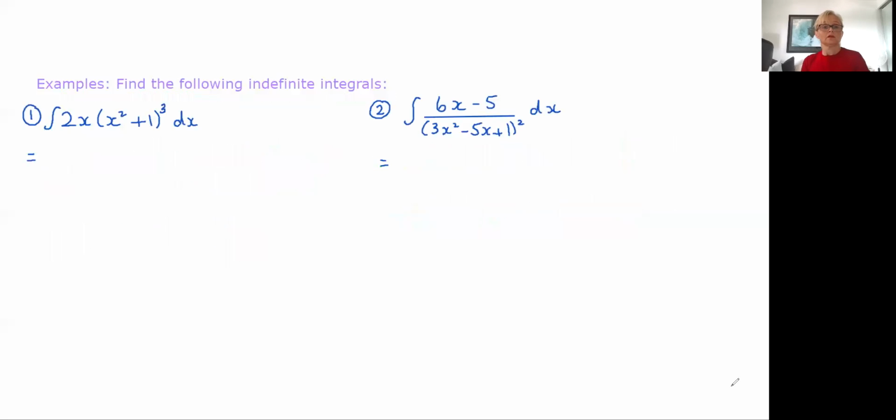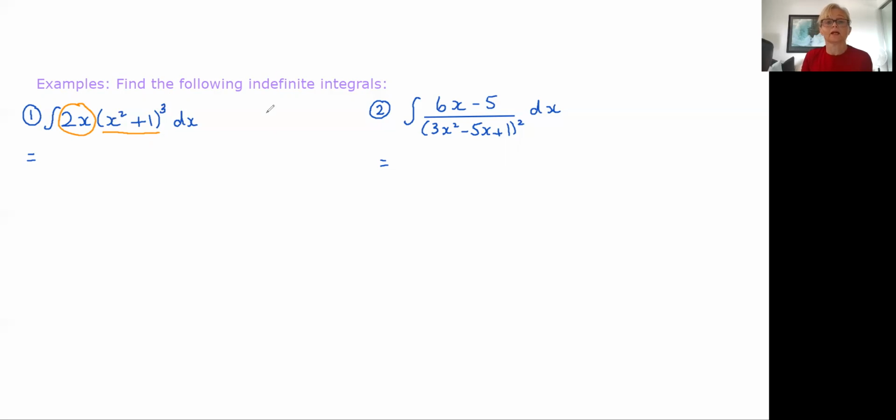Okay, find the following indefinite integrals. All right, we've got the integral of 2x(x² + 1)³ dx. We should know by now that we cannot just integrate that and multiply the integrals. However, it's kind of cool if we can notice something here. This function that's being raised to the 3, or cubed, its derivative is 2x.